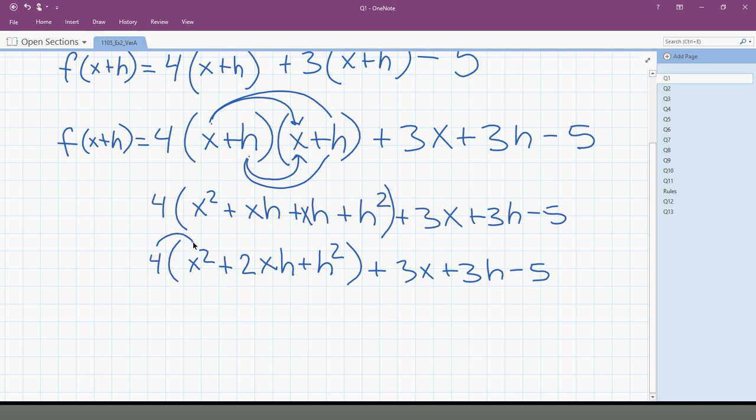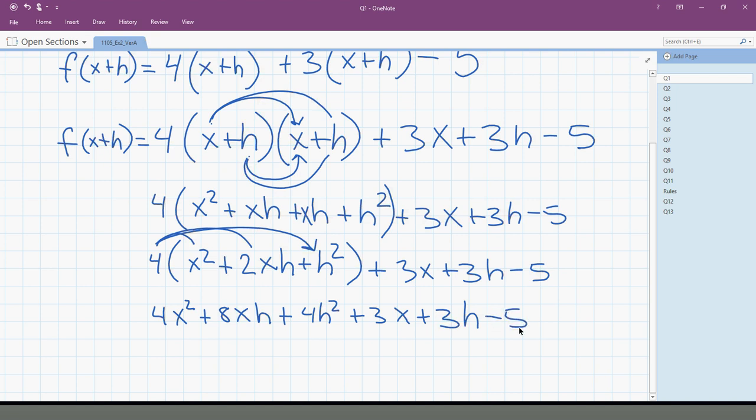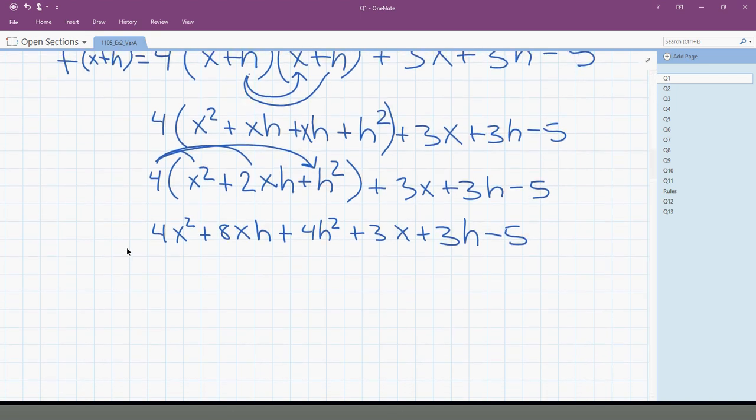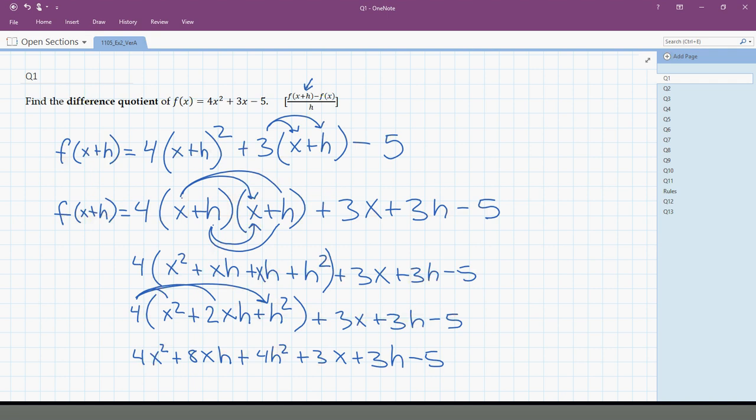Now I'm going to distribute the 4 in every single term. So I have 4x squared plus 8xh plus 4h squared plus 3x plus 3h minus 5. Trying to combine like terms, nothing is in common. So that is going to be just the first part.